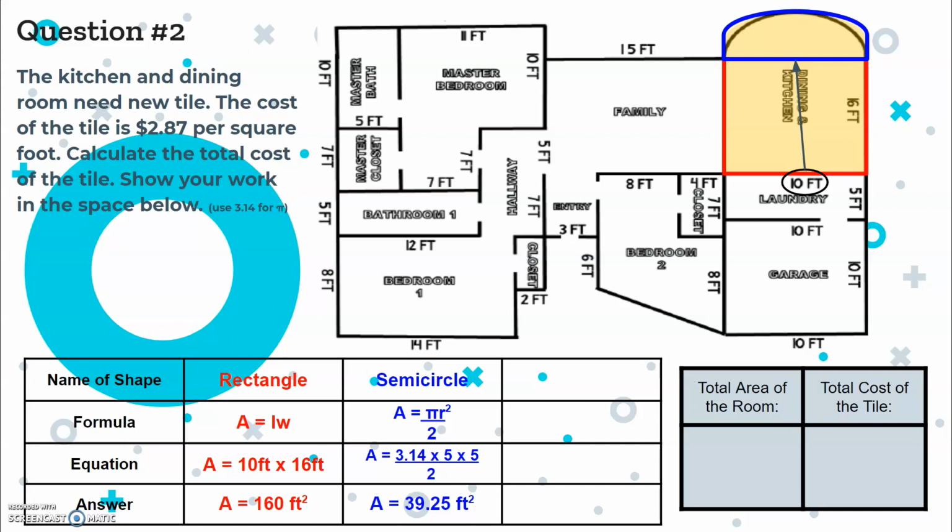So now to find the total area of this room, this composite figure, I add 160 plus 39.25, and I get 199.25 square feet. Okay, let's look back at our word problem over here to the left. I'm looking for the cost of the tile. The cost of the tile per square foot is $2.87. I got 199.25 square feet. I need to multiply 199.25 times $2.87, and that's going to give me $571.85 to tile my dining and kitchen area.